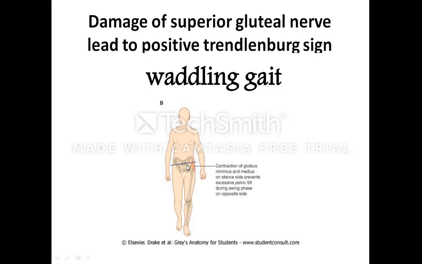So this picture shows the Trendelenburg sign. As we see, the pelvis drops to the other side because the gluteus medius and minimus are not working. If they are working properly, the pelvis will not drop on this side. It should be level, kept stable at this level or a little bit up, but it never drops. If it drops, this means that these muscles are not working, and this is known as a positive Trendelenburg sign, and the gait is called waddling gait.